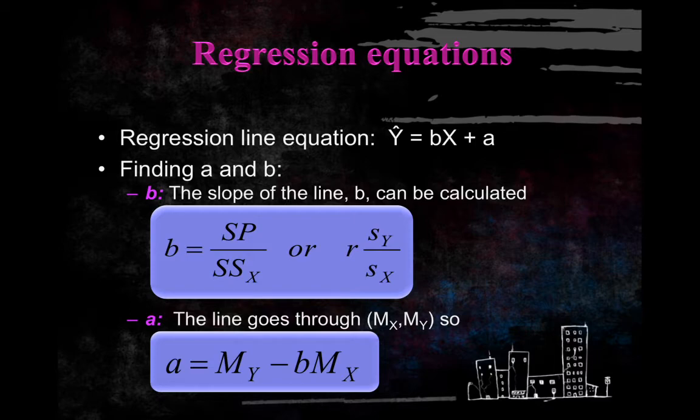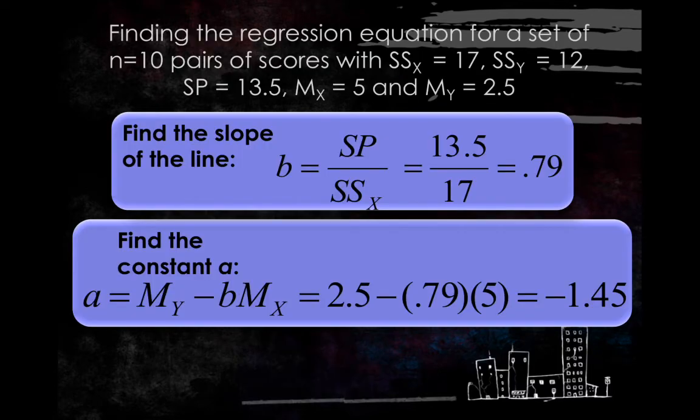So again, Y hat equals BX plus A, right? And to find B, you just go SP, right? We just found SP, divided by sum of squares X, or r times SY divided by SX. Right? And A, right, the line that goes through M and X, right? So the mean of Y minus B times the mean of X. And again, to find the mean, you just take the sum of X or Y divided by N. Okay, so we're going to find regression for a set of 10 pairs of scores with a sum of squares for x equaling 17, a sum of squares for y equaling 12, our SP equals 13.5, our mean for our x variables equals 5, and our mean for our y variables equals 2.5.